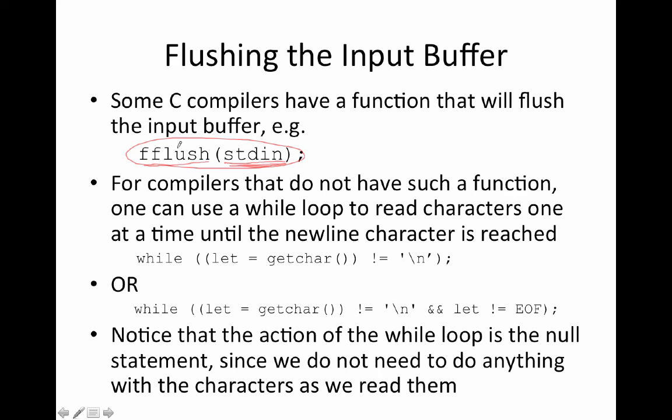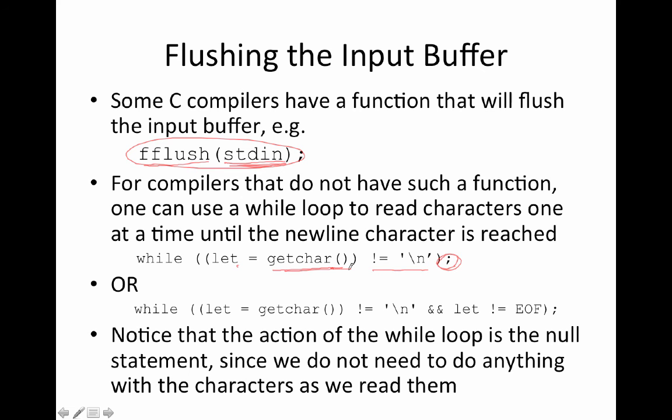Now, a lot of compilers don't have such a function, so what we can do is use a while loop to read in one character at a time until we get to the new line character, getting rid of everything extra that the user has typed, including the new line character. To do this, we can use a function called getchar, which just gets the next character from the input buffer. So we say while the next character in the input buffer, assigned to a variable, is not equal to the new line character, we want the action of the while loop to be nothing. As long as we're reading in characters and it's not the new line character, we just keep doing nothing, reading one character at a time and doing nothing with them.